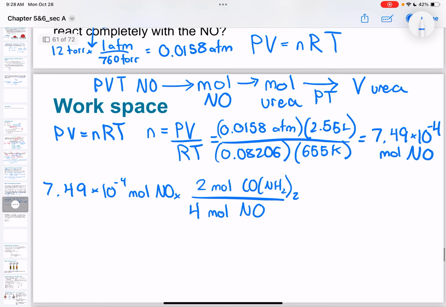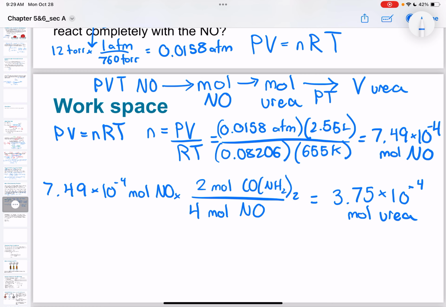Okay, from our balanced equation. So I think if I remember right, this is where I wrote something down wrong for the calculation. I think I multiplied by 4 and divided by 2, something like that. So 3.75 times 10 to the negative 4th, 2, 3, 4, yep. Okay, and now that is moles of, I'm just going to write urea because it's easier.